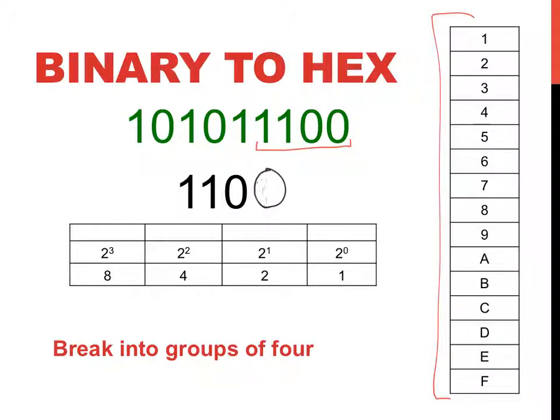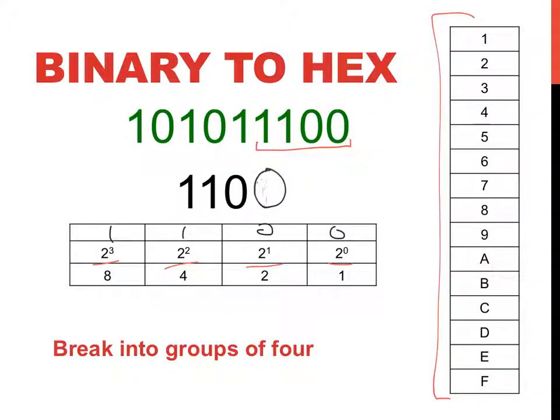And if I'm breaking it down into 4, my table won't have 8 bits. It'll be 2 to the power of 0, 2 to the power of 1, 2 to the power of 2, 2 to the power of 3. Because this is a binary number and I'm converting it to hex, I still have to use the binary table. And I simply go 0, 0, 1, 1.